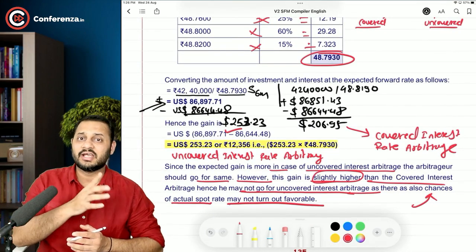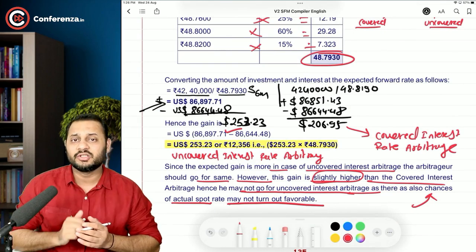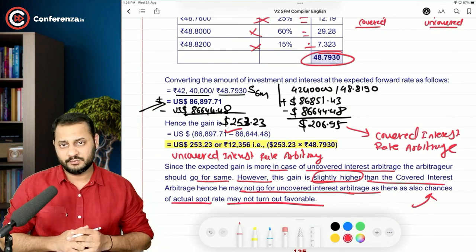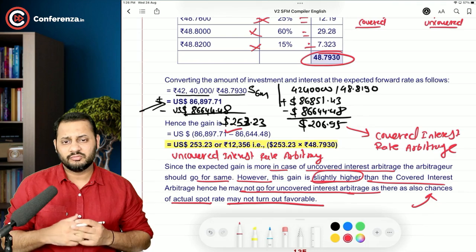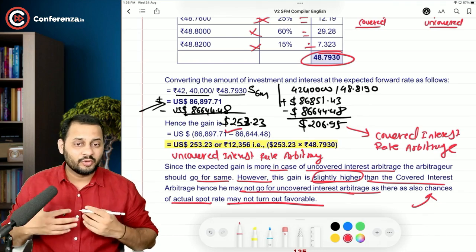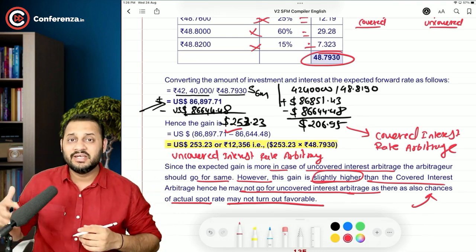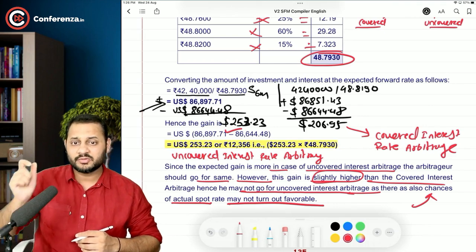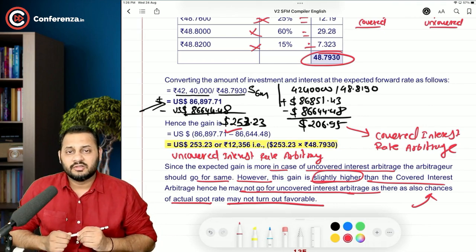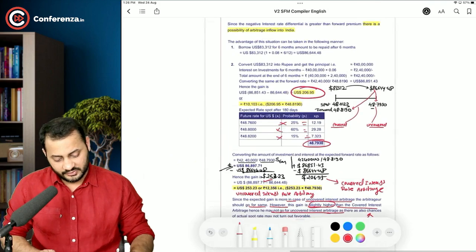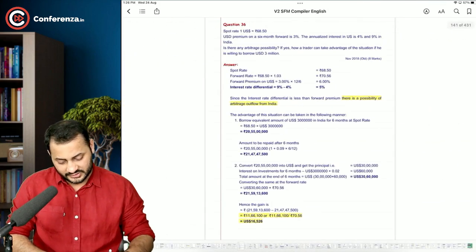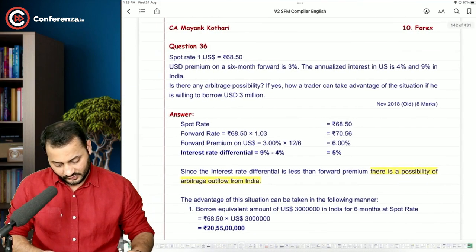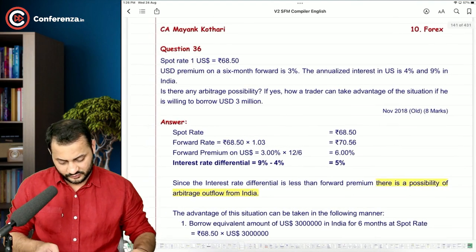I will still go with the guaranteed gain because the difference in both is very small. So why go for this? It is like being greedy just for the purpose of that $40 extra, right? You understood the concept. Let's move on to the next question. We will solve once again the same thing and we'll move on.